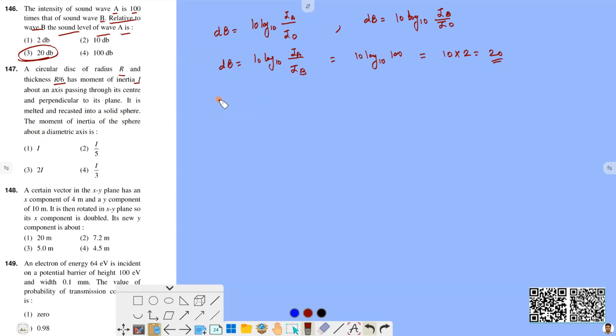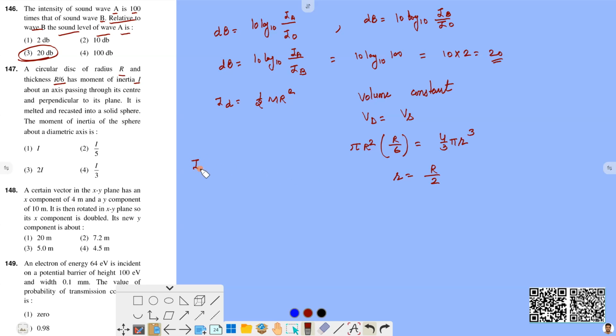So here, the moment of inertia of the disk will be equal to half mr square, and as it is recast and melted, the volume will be constant here. If volume is constant, then the volume of the disk is equal to the volume of the sphere. Now the volume of the disk will be pi r square, that is the area, into thickness r by 6, and the volume of the sphere will be 4 by 3 pi into small r, assuming small r is the radius of the sphere. From this we can find out that small r is equal to capital R by 2.